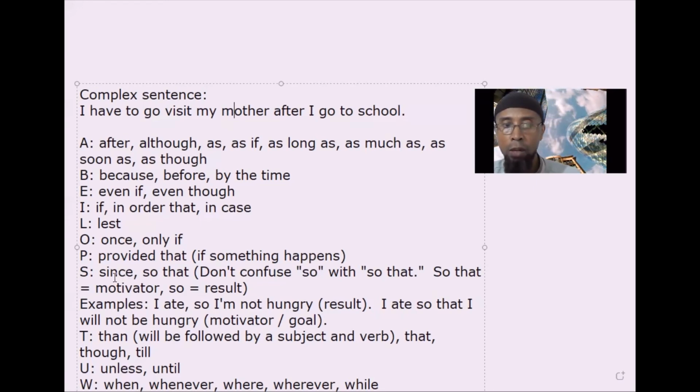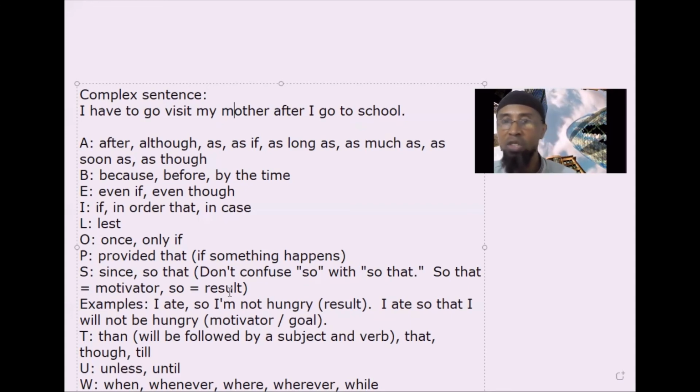All right, since, so that, don't confuse so with so that. Reason being here is because if you remember fanboys, one of the conjunctions is so: for, and, nor, but, or, yet, so. So don't confuse so that with so alone, because there's a difference. All right. So don't confuse so with so that. So that equals a motivator. So equals the result. All right. So there's a difference in meaning.